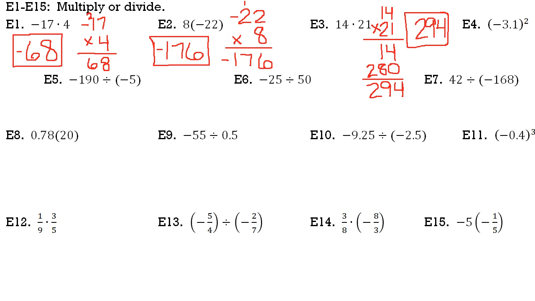All right, example number 4. You've got negative 3.1 squared, which means you've got a negative 3.1, and then you're going to multiply it by another negative 3.1. Now, there are two things I want you to take out of this. First of all, because you're dealing with a negative inside the parentheses, your final answer is actually going to be positive.